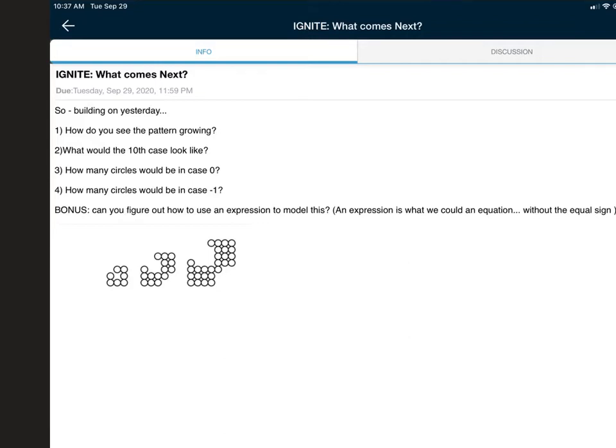Okay, so this is the Ignite for today. Let me explain it. So how do you see the pattern growing? What would the 10th case look like? How many circles would be in case 0? And how many circles would be in case -1?